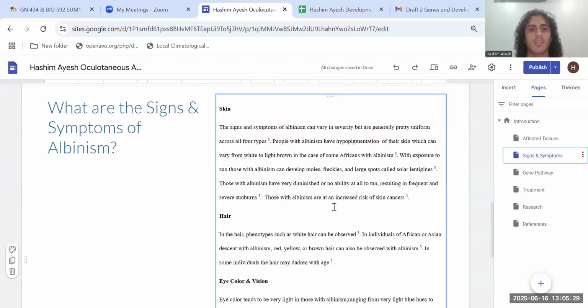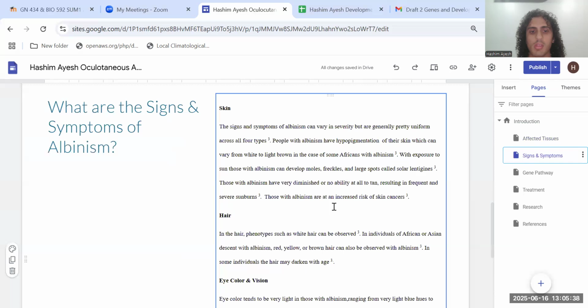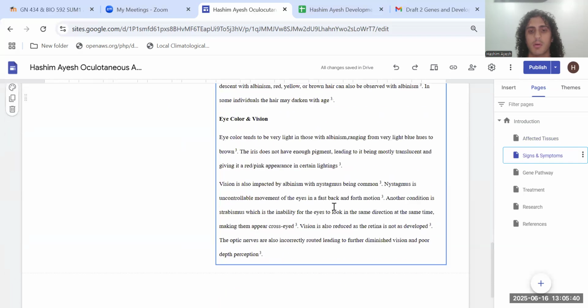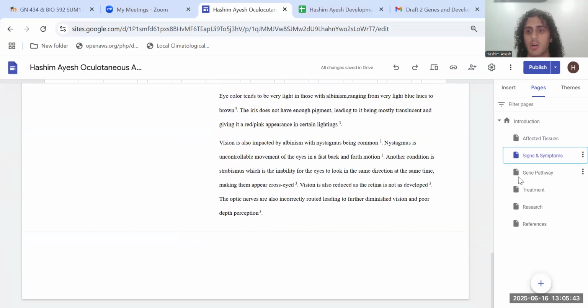And I talked a little bit about the signs and symptoms. Again, just like the affected tissues page, it affects multiple tissues. So signs and symptoms differ a bit for each tissue. So speaking about that, I found to be the most concise thing to do.